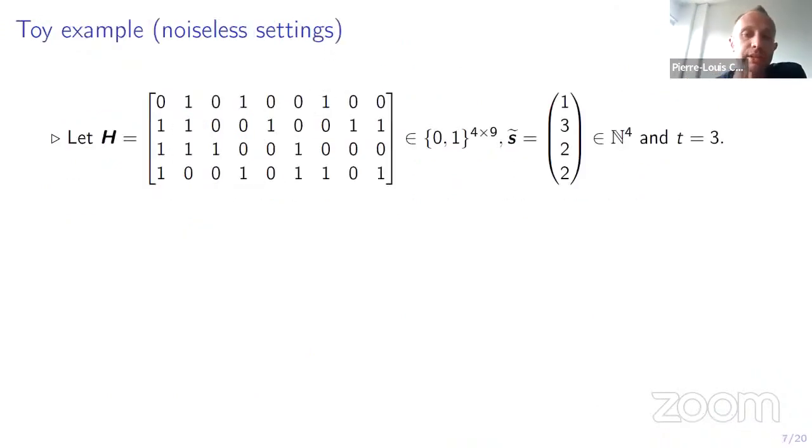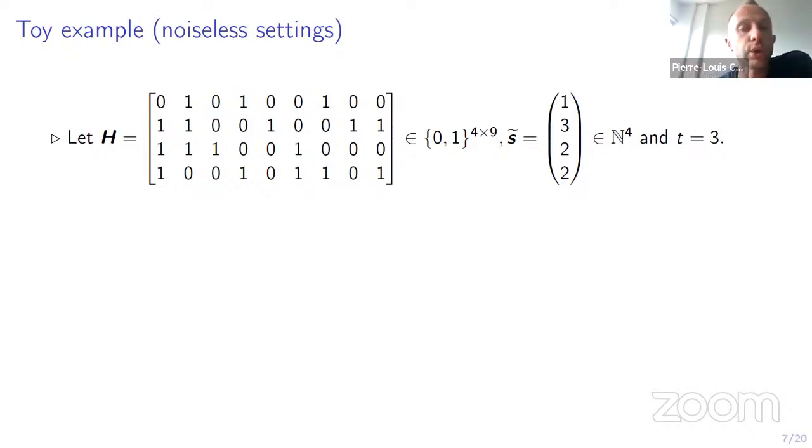So here is my example. Let's assume that H is a public key. So you have this matrix of elements in 0, 1. You have 4 rows and 9 columns. And you know that we sum 3 of those columns to obtain 1, 3, 2, 2. I consider the case where we have no noise. So the goal will be to find which columns of H have sums that give this S.